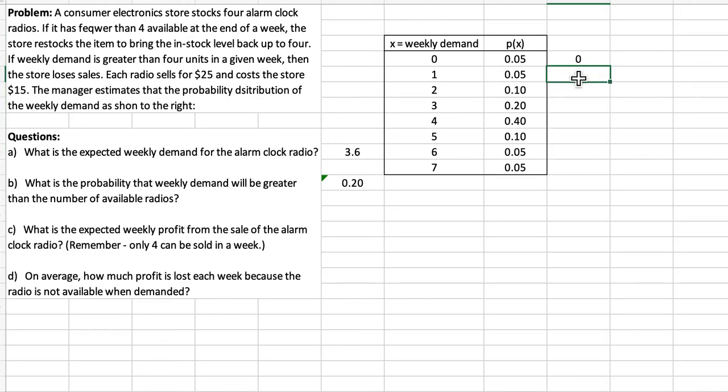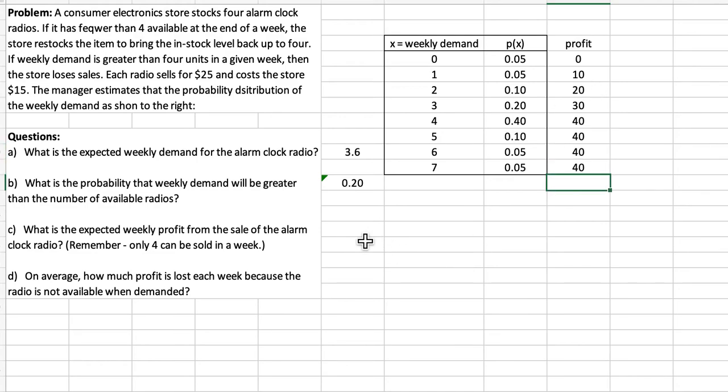There we go. If we sell 1 radio, we sold it for 25. That means we're going to buy another one for 15 at the end of the week. So that profit is 10. I'm actually going to label this profit. Going on down the line, we make $10 per radio, so that's going to be 20, 30, 40. But then we have to watch out because we're never going to sell more than 4. So the maximum profit that we're ever going to get is 40.